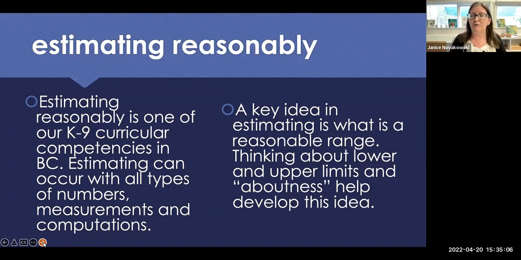And then also thinking of what could be too low, what could be too high, those lower and upper limits that are reasonable. So instead of saying an exact number like 34, that's my estimate, your estimate might be between 30 and 35. So that idea of a range helps students really focus a little bit more on the reasonableness of their estimate.